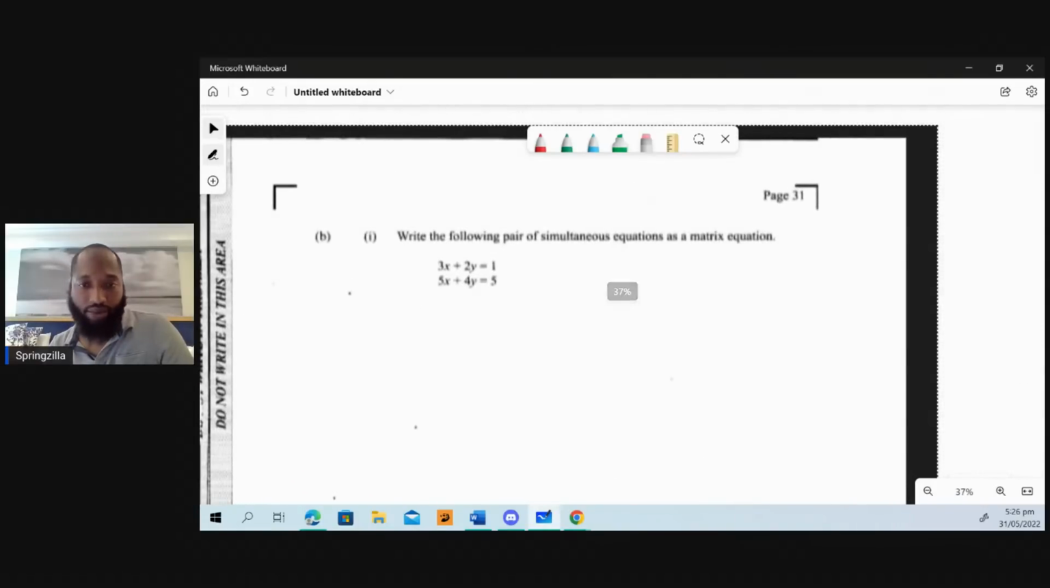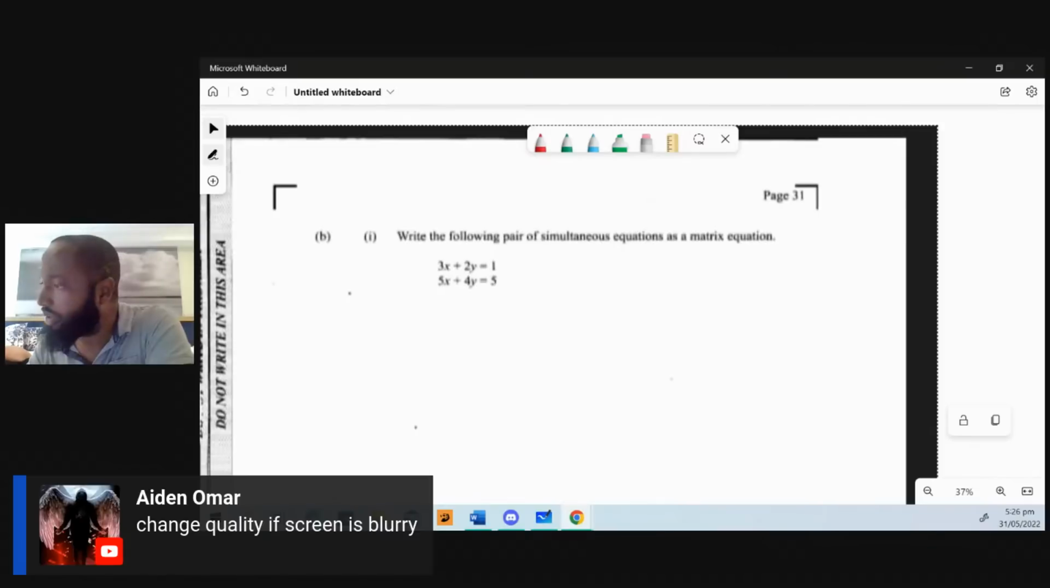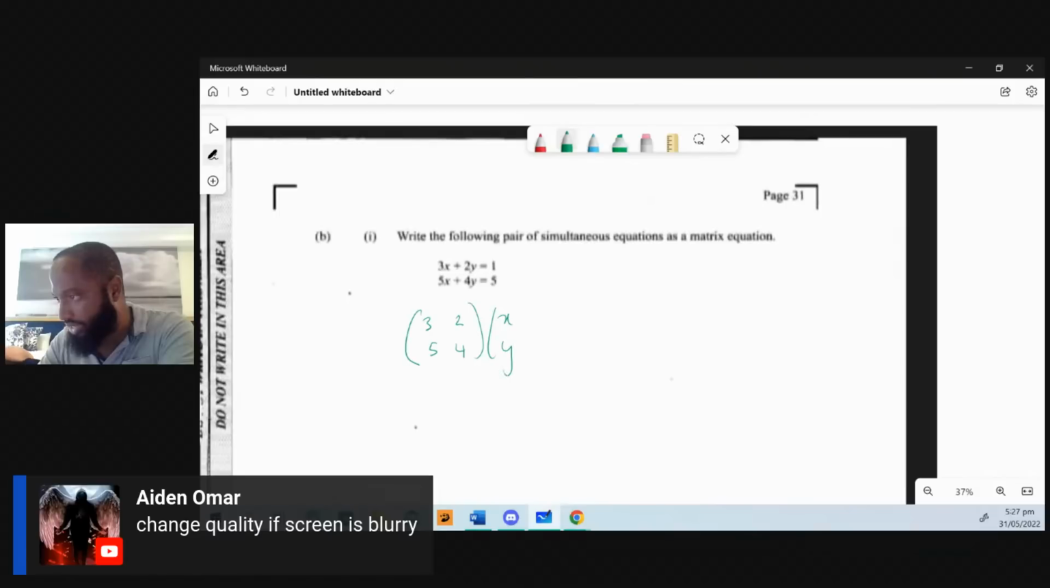Write the following pair of simultaneous equations as a matrix equation. Rate all your preparedness for maths out of 10. So this is (3, 2; 5, 4) times (x, y) is equal to (1, 5). This is how you go from this normal algebraic expression to a matrix equation, the matrix form.